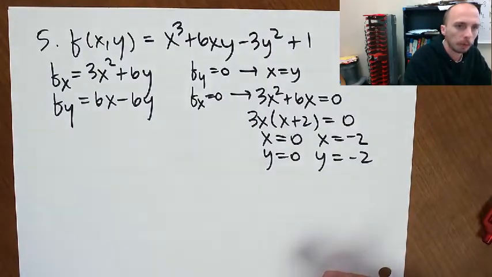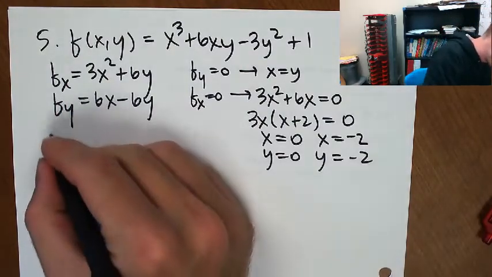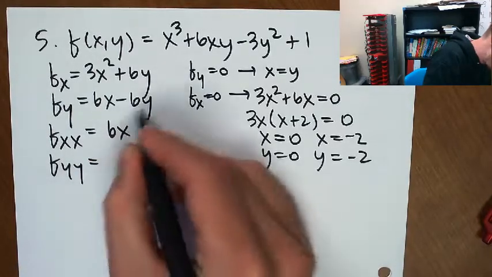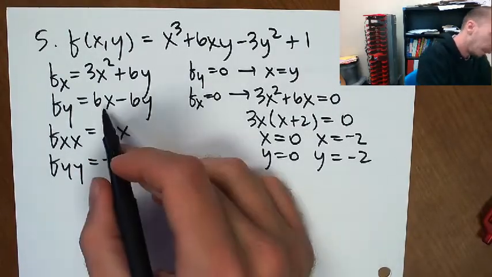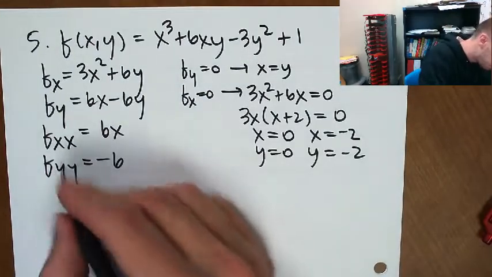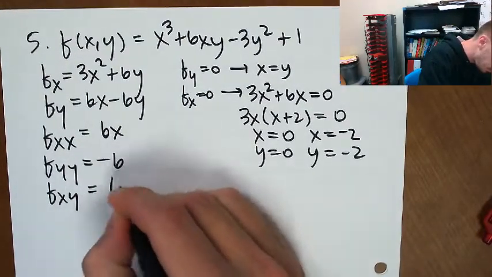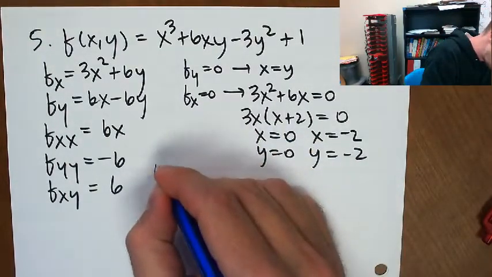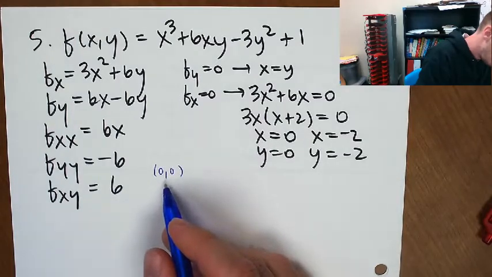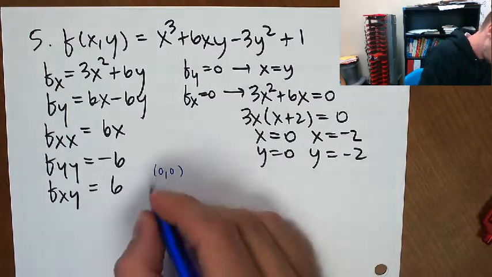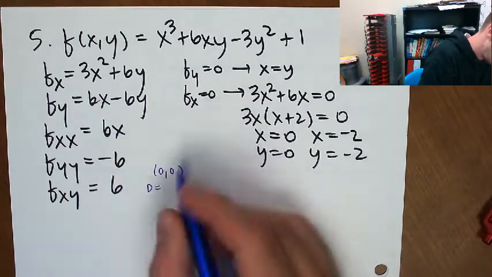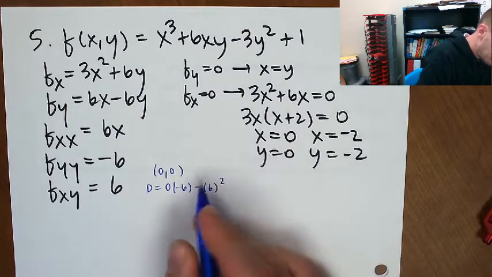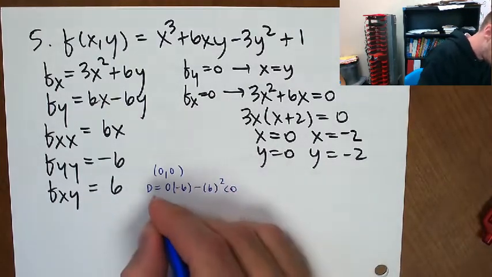Okay, now I'm going to get my second order partials. fxx equals 6x, fyy equals -6, and fxy is looking like +6. Okay, now I'm ready to go. I've got my pairs. At 0, 0, my determining number is fxx, which is 0, times fyy minus 6 squared, which is negative, so that's a saddle point.